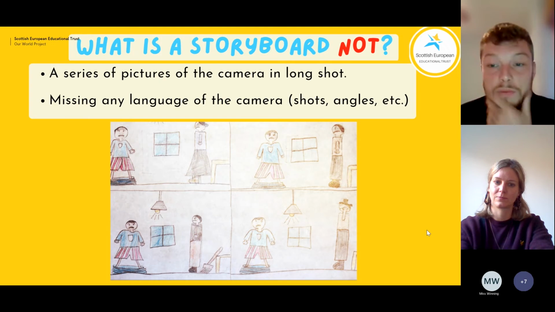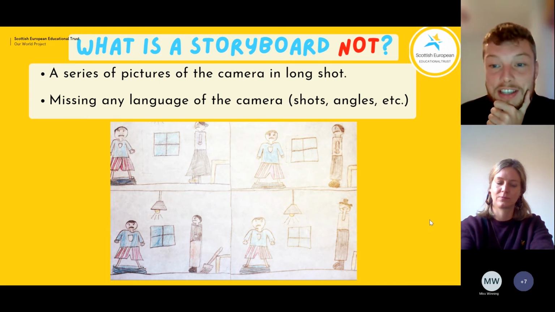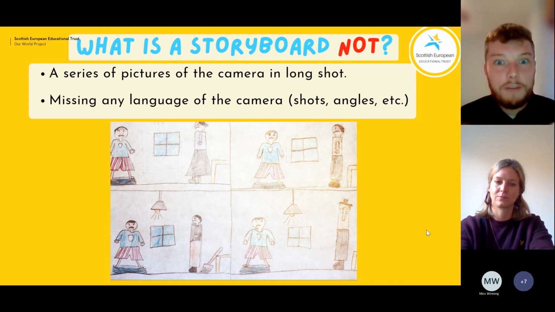We have received some great Our World entries in previous years that have started off as storyboards not dissimilar to the one you can see here, but we're trying to encourage pupils to really envision themselves making the film on the workshop day, and what will help them most on that day, and also how can they clearly show the SEAT team what it is that they have planned for the workshop day itself.